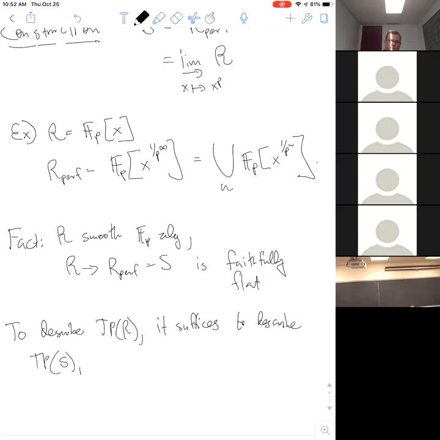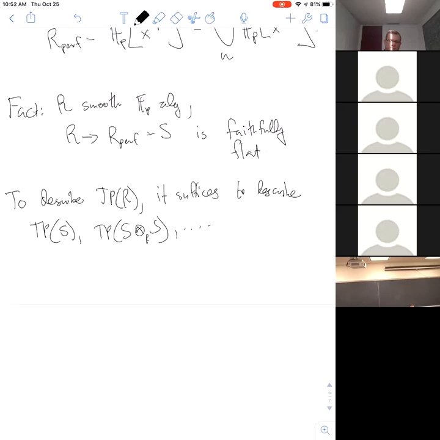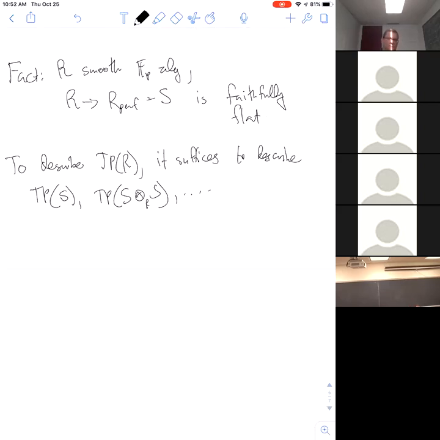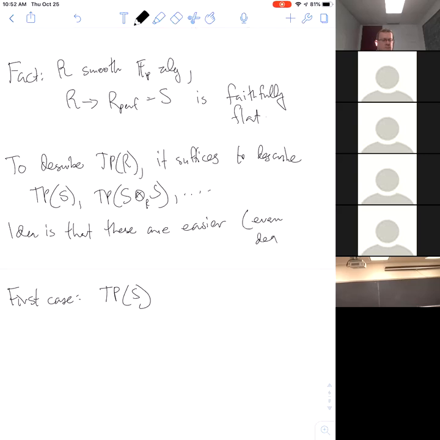TP of S, TP of S tensor_R S, and all of these iterated tensor products. So let's start with the first one. The first case is going to be the easiest, TP of S. Sorry, and I should say that although these tensor products of S, S tensor S, and so forth, the idea is that these are going to actually be easier than TP of R directly. And what do I mean by easier? For example, they're going to be concentrated in even degrees.